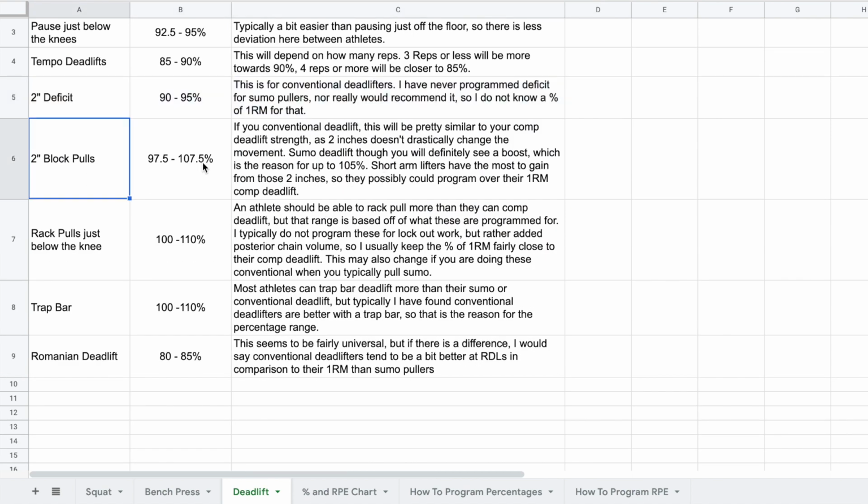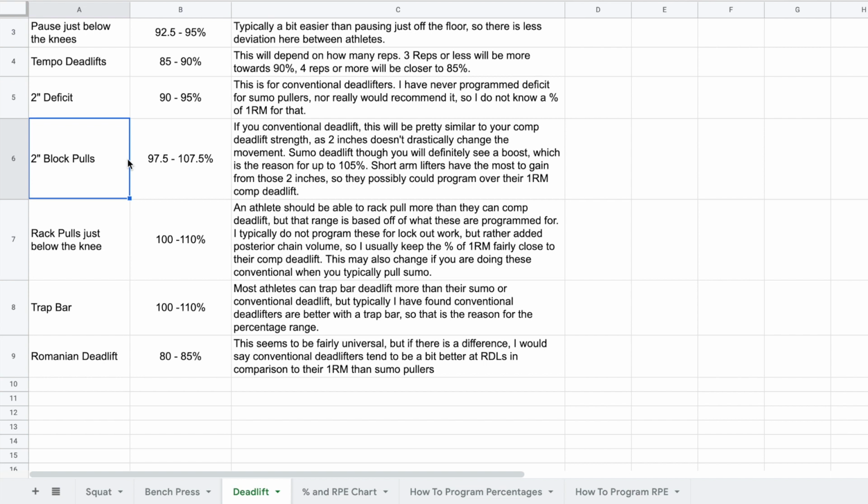2-inch block pulls, 97.5 to 107.5, because if you're a conventional puller and you pull from 2-inch blocks, you've probably noticed it isn't really that much easier, and sometimes it's actually harder because you're not used to it. Whereas sumo deadlifters definitely get a really big bump in their strength by going to blocks. I don't typically program higher than 2-inch blocks. Usually that's just a very slight elevation that I program from. That's why I included that.